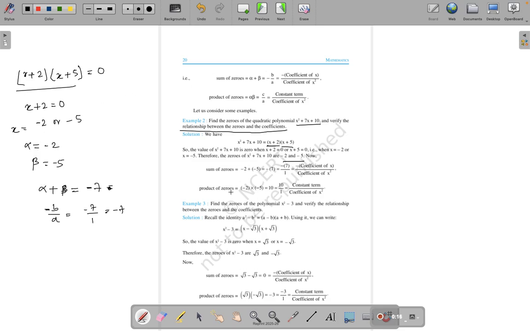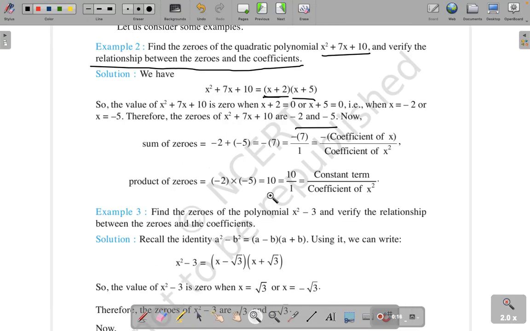Then you can also prove that alpha beta, the product of roots, is 10. -2 times -5 is 10. And c upon a is also 10, which is 10 upon 1. Another type of question you'll get: find the zeros of the polynomial and verify the relationship. So you can find the zero, right?